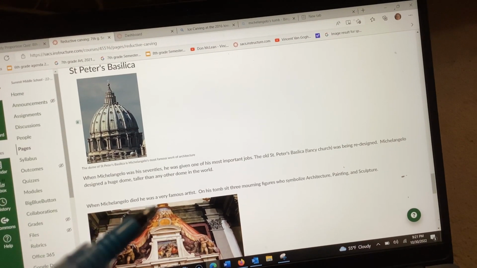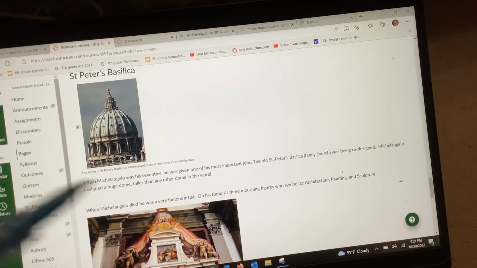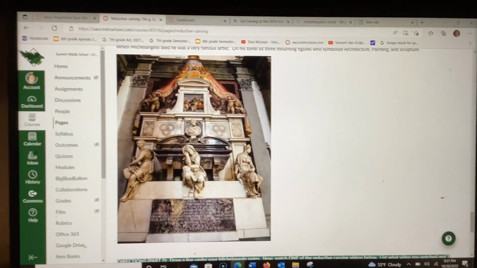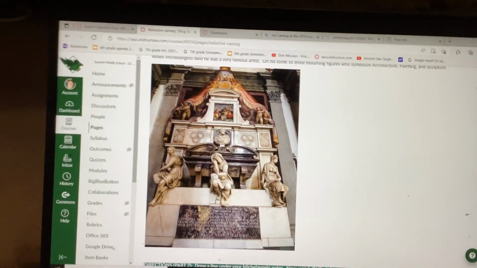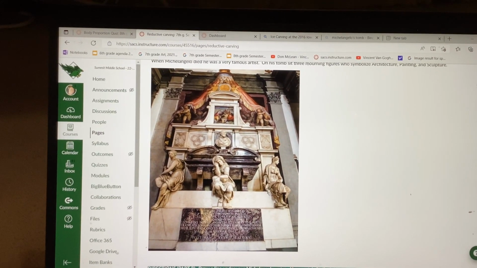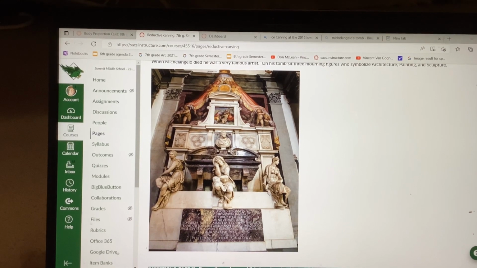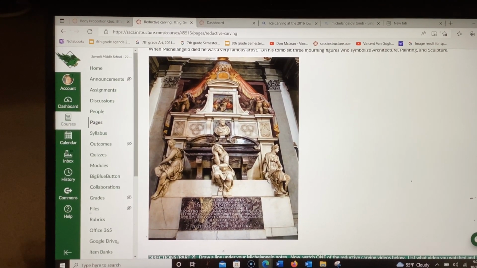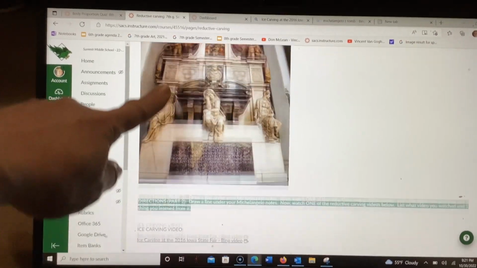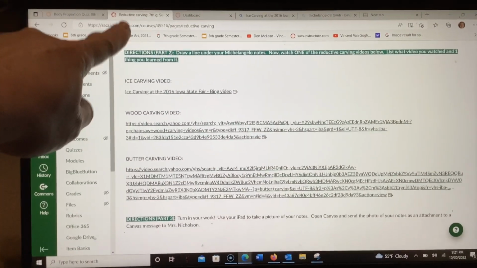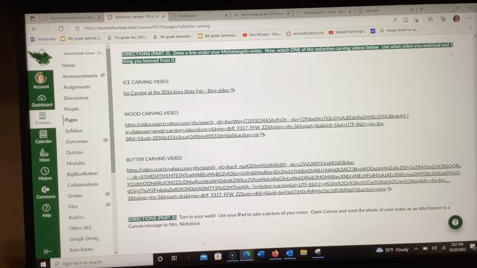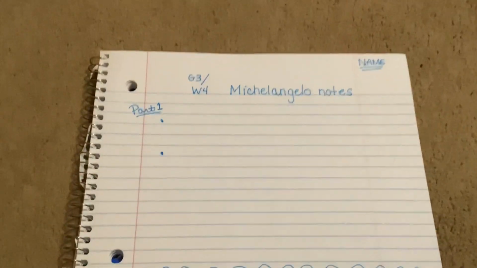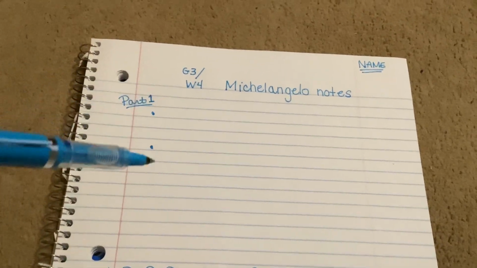When Michelangelo died, he was a very famous artist, and here's his tomb. On his tomb sit three mourning figures, who symbolize architecture, painting, and sculpture. What a beautiful tomb. So at this point, make sure you've taken some notes and you're writing those down here. At least 2 things that you learned from this video.